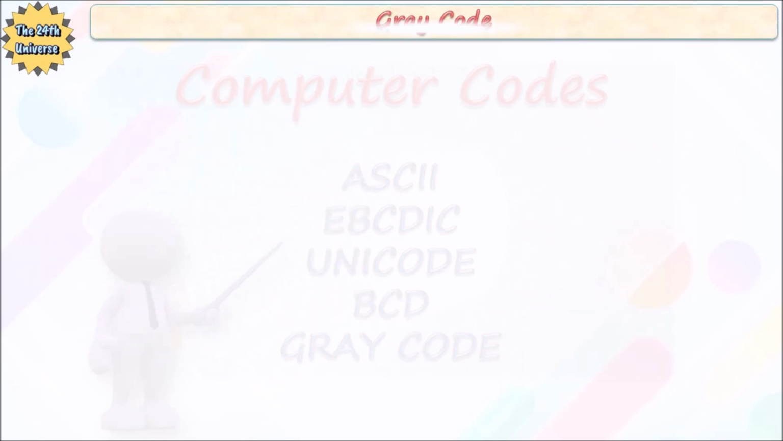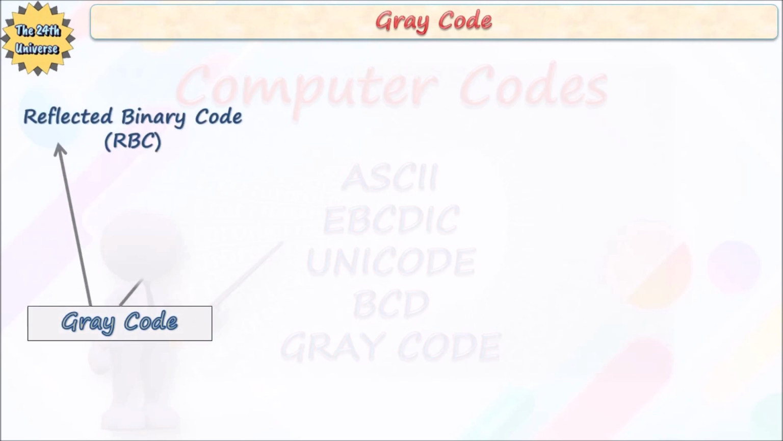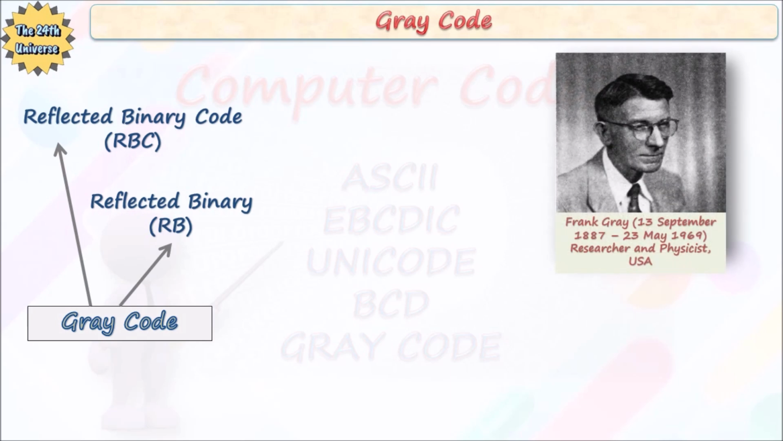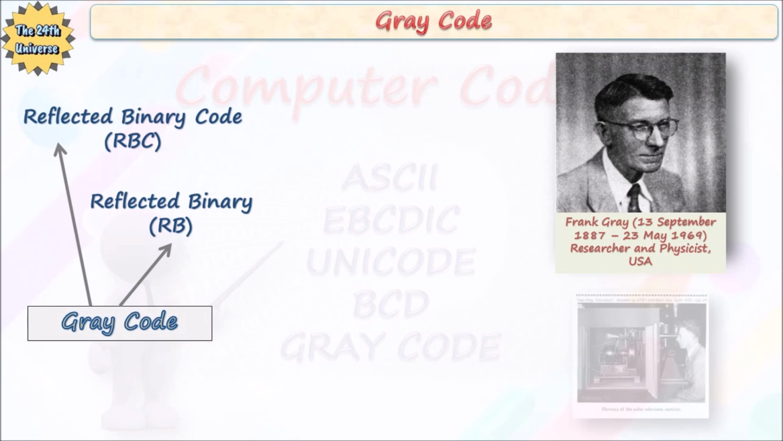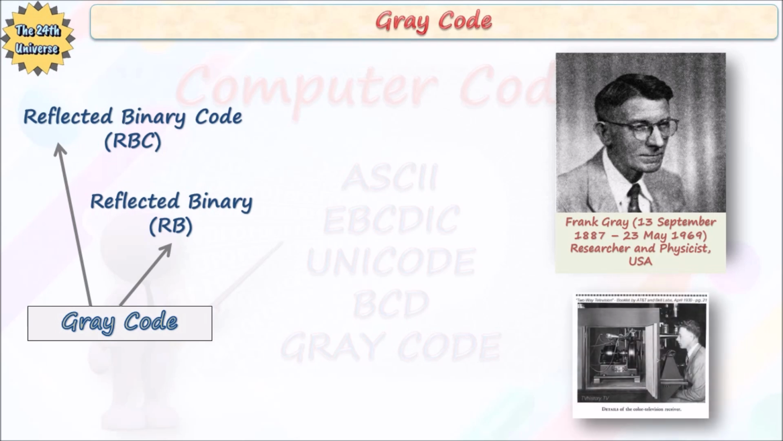We shall now see Gray code. Gray code is also known as the reflected binary code (RBC) or reflected binary (RB). This method was devised by Frank Gray in 1953 and hence the name. Frank Gray was a physicist and a researcher at Bell Labs who made various innovations in television, both mechanical and electronic.